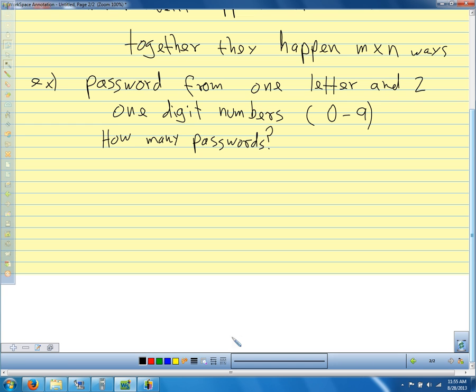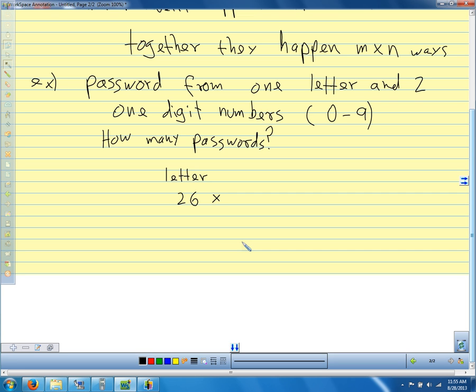So for the letter, how many choices do we have? 26. There are 26 letters in the alphabet. We're going to use the fundamental counting principle here because our first event is one letter, our second event is a one-digit number, and our third event is a one-digit number. We want to figure out how many ways those can happen together. So for one letter, we have 26 possibilities, and I'm going to multiply.